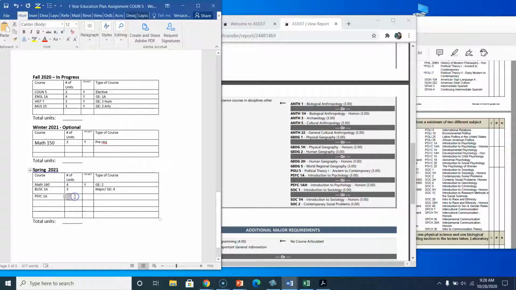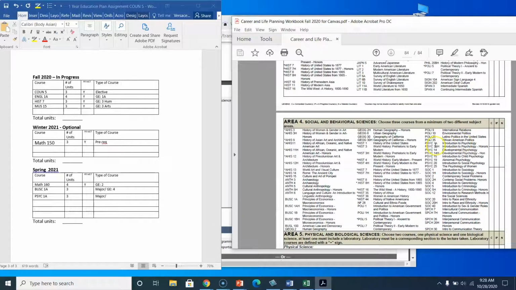And that is a 3-unit class. And that is going to be a major class because it's on assist. But I also know that Psych 1A is here on area 4. So I'm going to put major GE 4. All right. So now I've picked a couple of major courses.